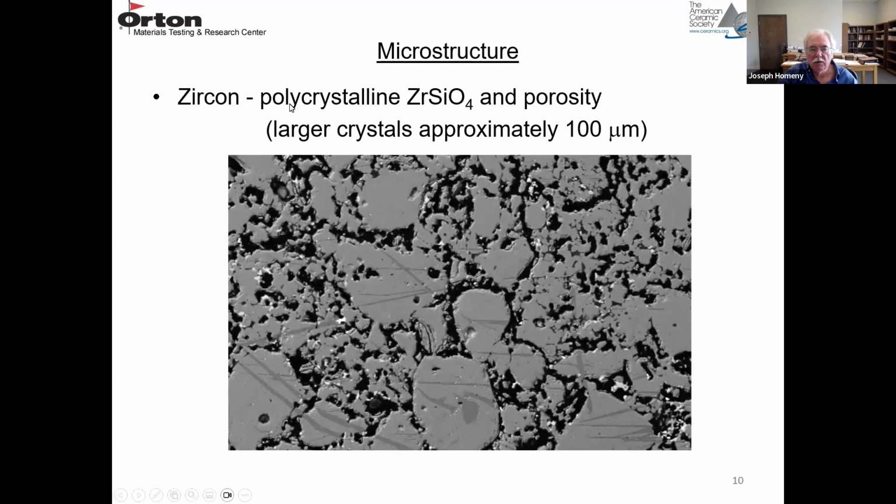So the microstructure is simply polycrystalline zircon and porosity. So this would have no alumina or magnesia additions. So the larger crystals here are about 100 microns. So you can see the larger aggregates and then the finer matrix, and the black areas are the pores that are present. This one looks like it's a pretty porous material.